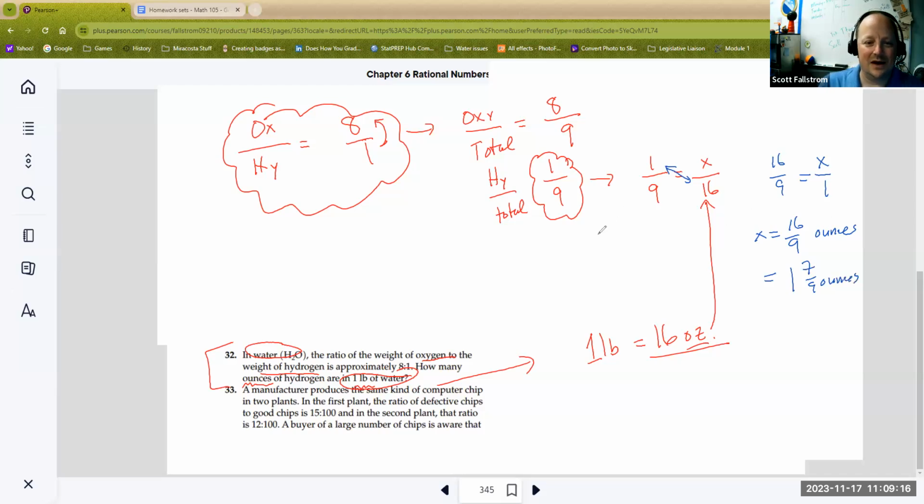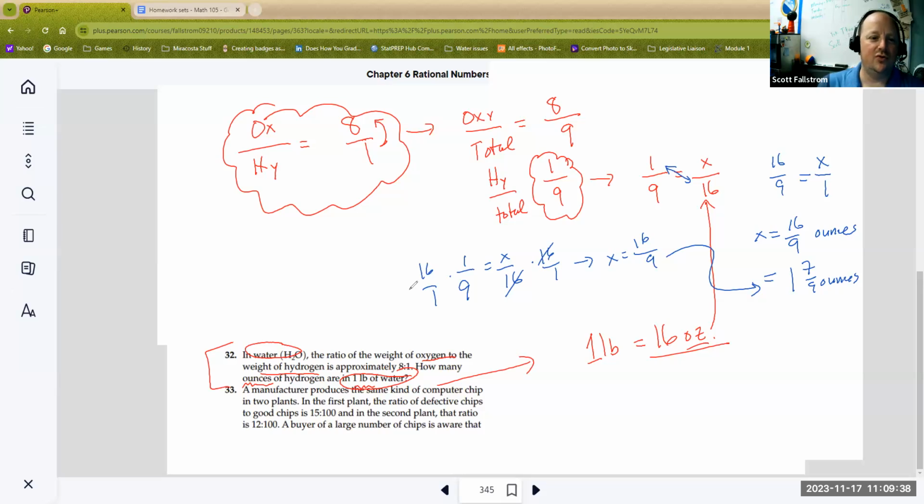That's that way. If you want to go the other direction, you could certainly take one of the other approaches: call this x over 16, multiply both sides by 16 using the property of equality. These cancel, leaving you x over 1, and you get x equals 16 over 9, which is exactly the same thing.